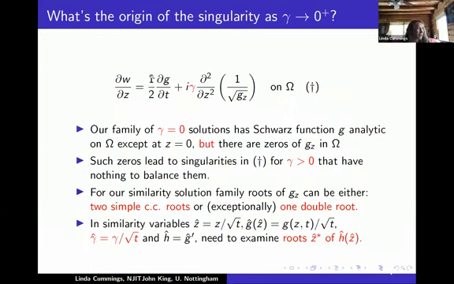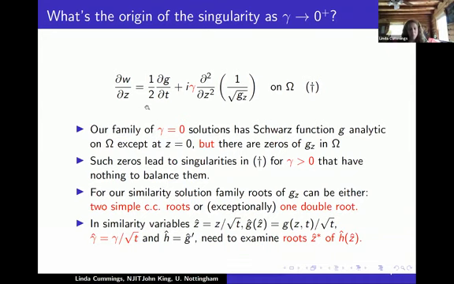So to think about that, let's go back to our Schwartz function equation. Our family of zero surface tension solutions obviously has a Schwartz function G that is analytic on the fluid domain omega, except at the origin. Okay, so this term is not present in zero surface tension. So we're just looking at this simple governing equation here. So the Schwartz function has to be analytic, except at that driving singularity of the complex potential.